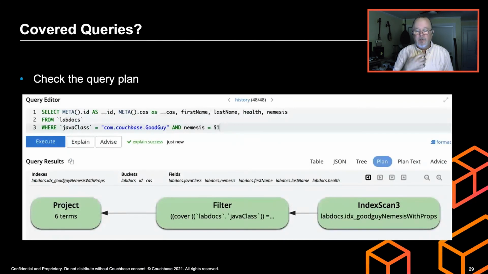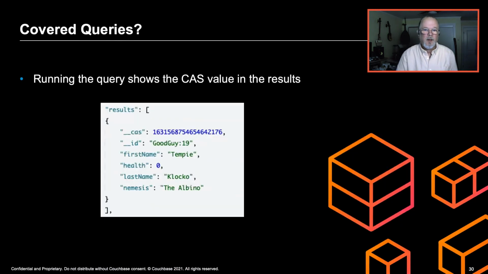And if this is returning half a dozen documents, the fetch isn't that big a deal. If this is returning thousands, tens of thousands, hundreds of thousands of documents, 1 million documents, that fetch makes a big difference in performance. And we can see from the result sets that we are getting the CAS value. So the CAS value is in the index.